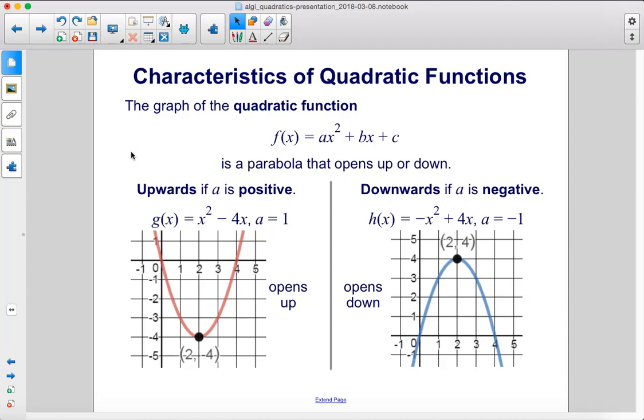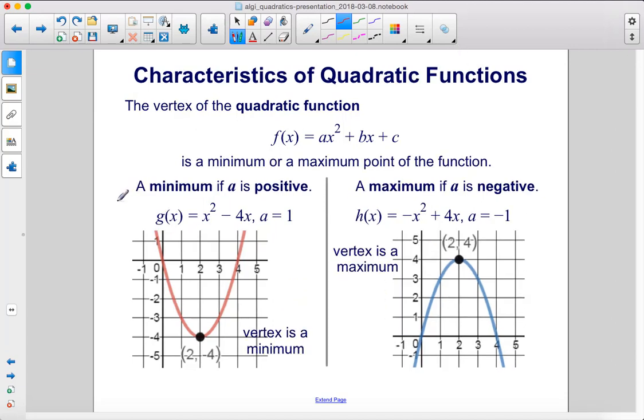The graph of the quadratic function f of x equals ax squared plus bx plus c is a parabola that opens up or down. It opens upwards if a is positive, like g of x equals x squared minus 4x, where a is 1. A is right here, and it's positive 1. So it opens upwards. It's downwards if a is negative. So this negative 1 here, h of x equals negative x squared plus 4x, that will be a downward parabola.